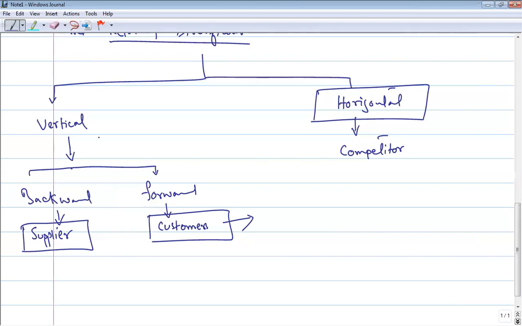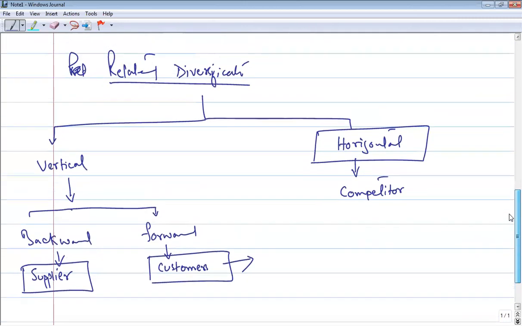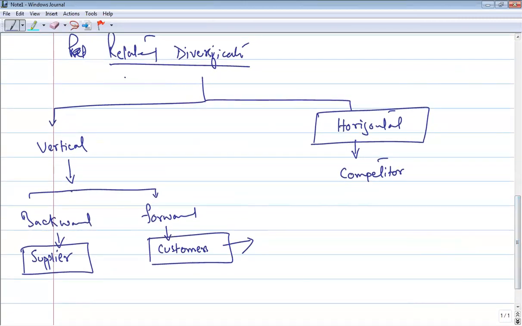So what are the benefits of related diversifications? One of the benefits that I just explained was the economies of scale. When a company does this related diversification, there will be so many activities that it can merge together to spread its costs across a huge number of units, and then it will have a lower per unit fixed cost. This is one of the benefits that a company can get from related diversification.